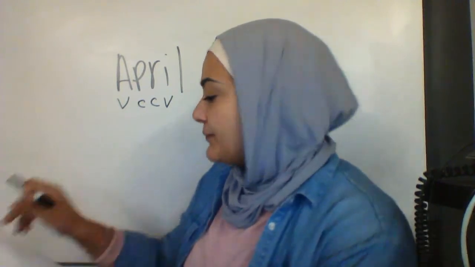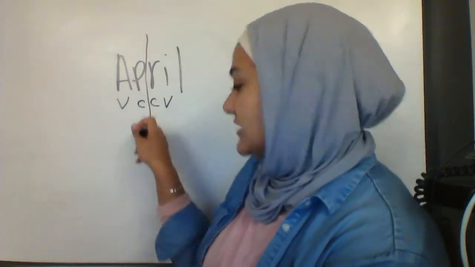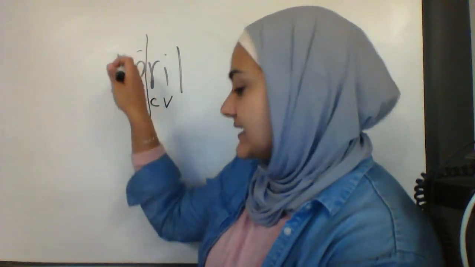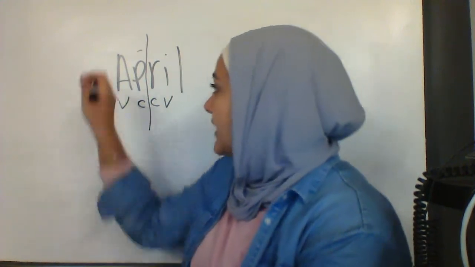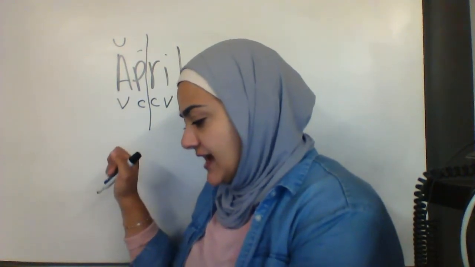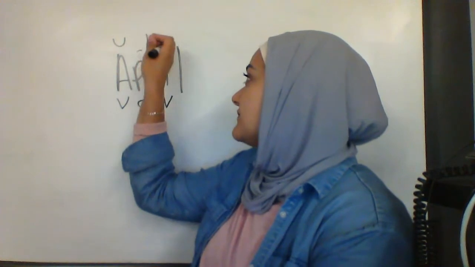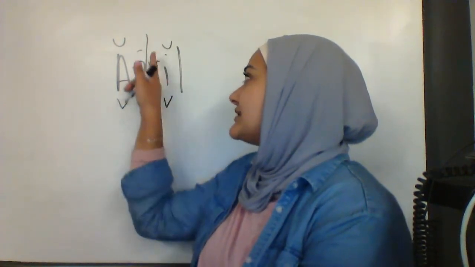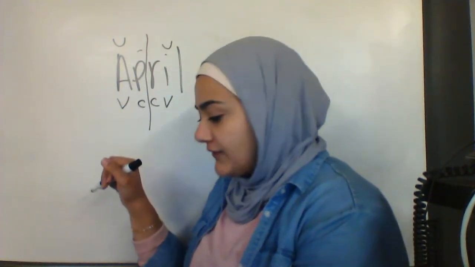Let's do this together and see. So for April, we're going to put the division line here first and then the accent here. And how do we code this A? With a breve, because it is short. It makes that A sound. And it's followed by a consonant, right? And the I is a short I because it's followed by a consonant. So it's going to be coded with a breve as well. Excellent job. Let's read this word together.